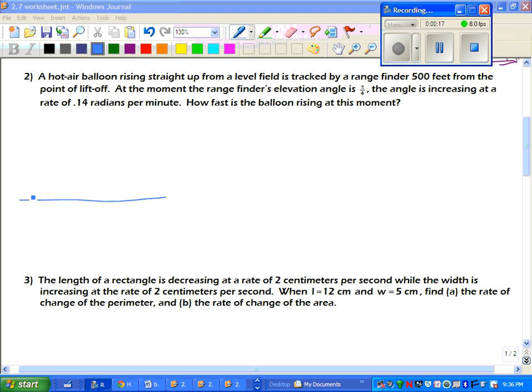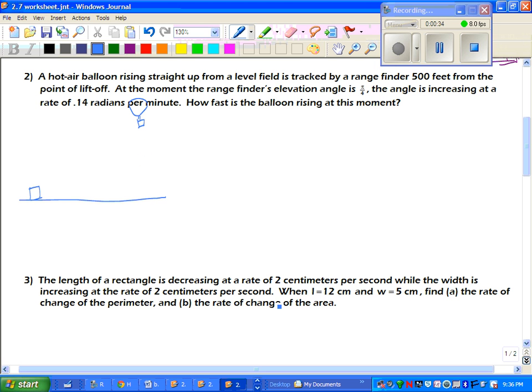So here, I don't know what a rangefinder looks like. I'm just going to draw a box. Here's our rangefinder. Over here, the hot air balloon rises up above the ground. Not the best hot air balloon, but I can live with it. So this is going straight up in the air. It says that the rangefinder is 500 feet from the point of liftoff. So this is 500 feet.